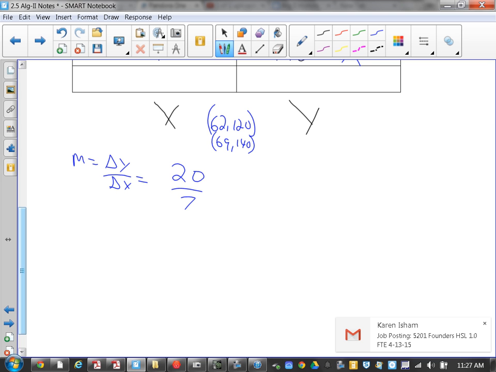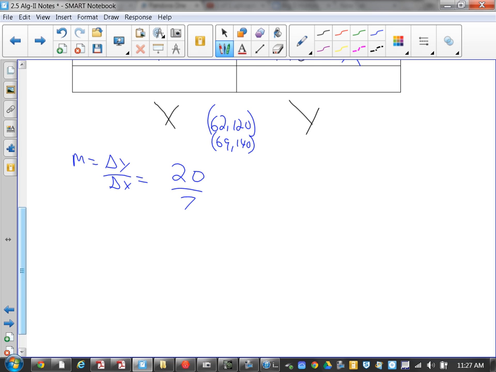Change in y or change in x. Change in y values there is 140 to 120. Change in x is 69 to 62. Oh, 20 over 7.